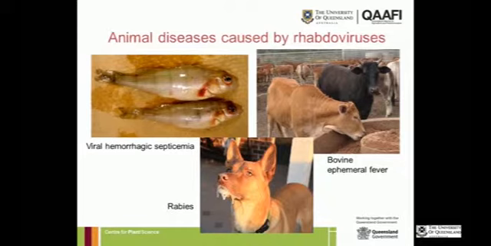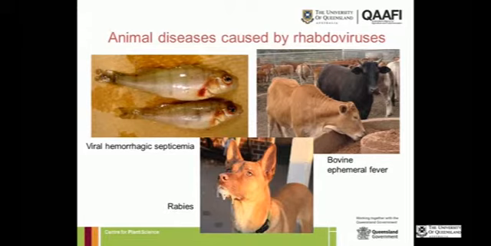And they cause quite a number of important diseases. For example, here in fish, viral hemorrhagic septicemia, a very important disease. These viruses in fish are transmitted by water. So the fish can pick them up just by swimming in infected water.